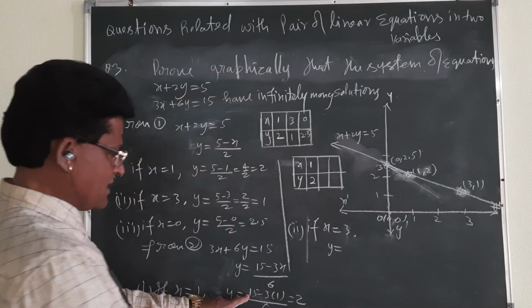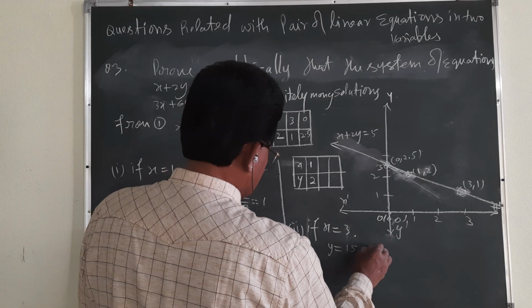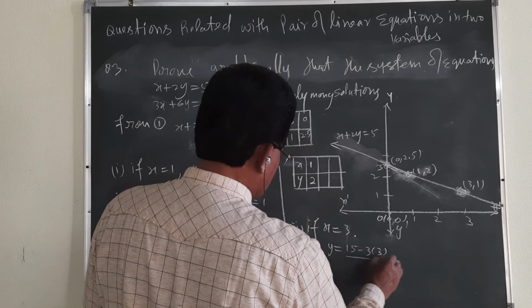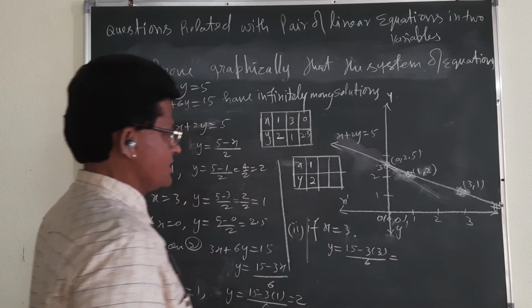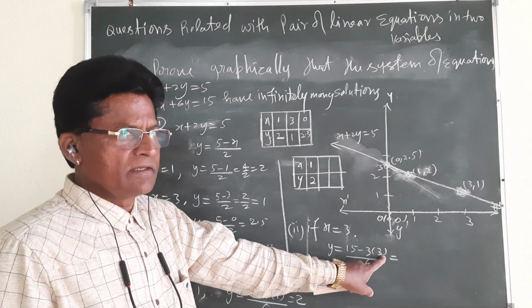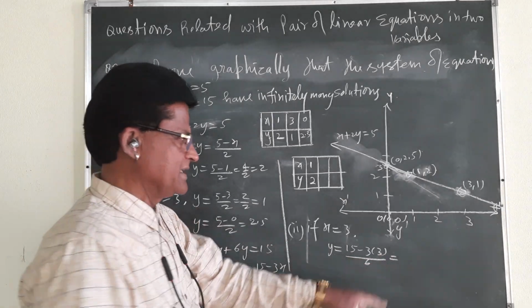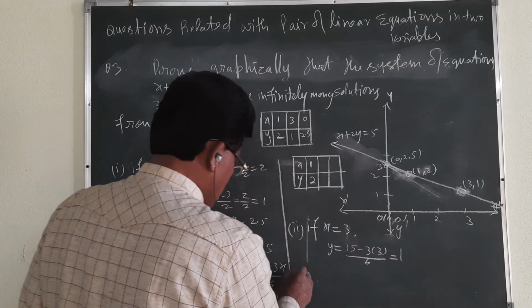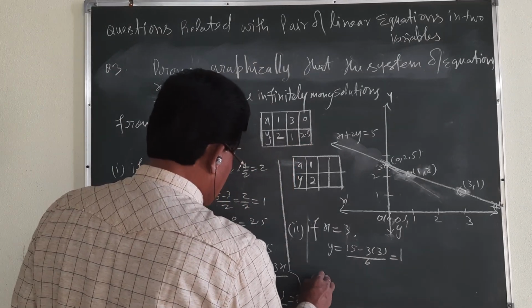Y from here: you take (15 - 3x)/6. In place of x you write 3. Then you see, 15 minus 9 is 6, 6 by 6 is 1. You write it 1. Okay, let me take the third value of it.